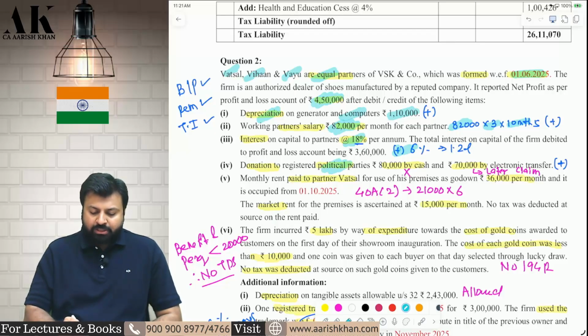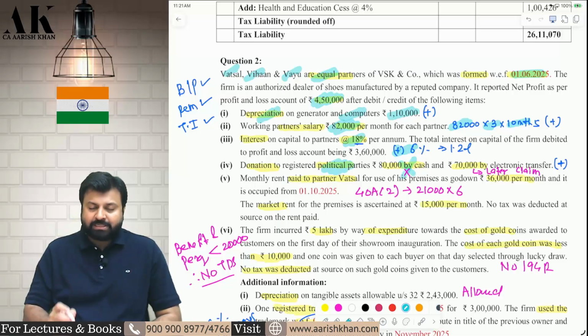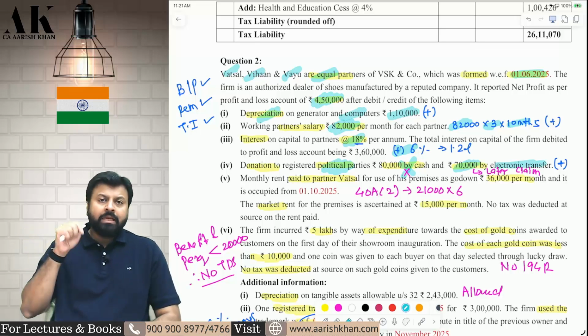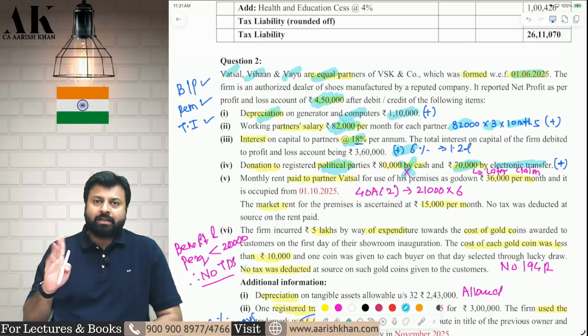Then you are giving donation to political party. Now you are giving 2 donations. One you are giving by cash. Cash is fully disallowed. One you are giving 70,000 by electronic mode. This will also be disallowed in PGBP. But later on, this electronic payment donation will be allowed as deduction under 80GGC. Later on, you can claim that as a deduction.